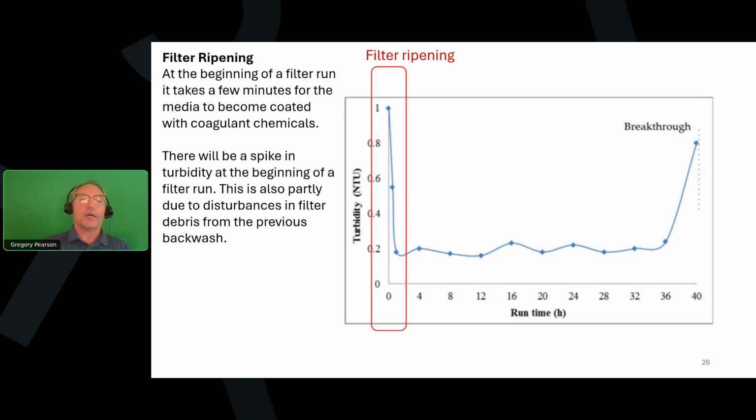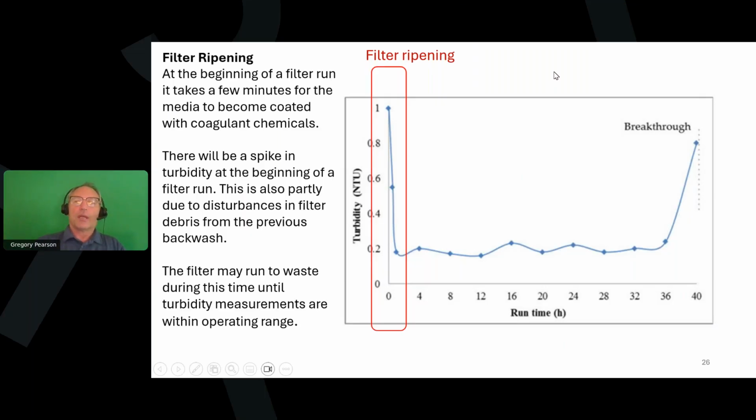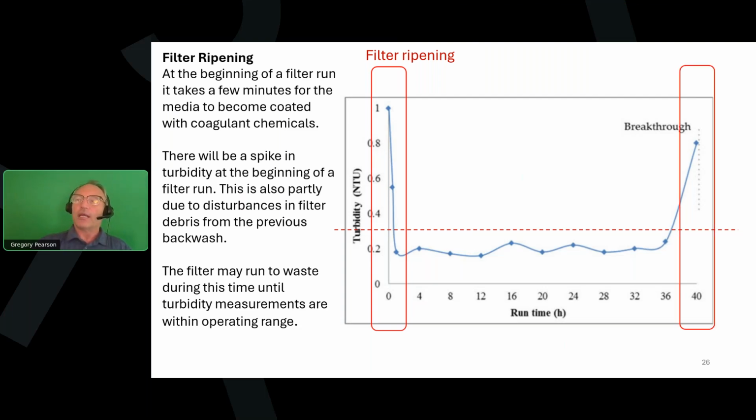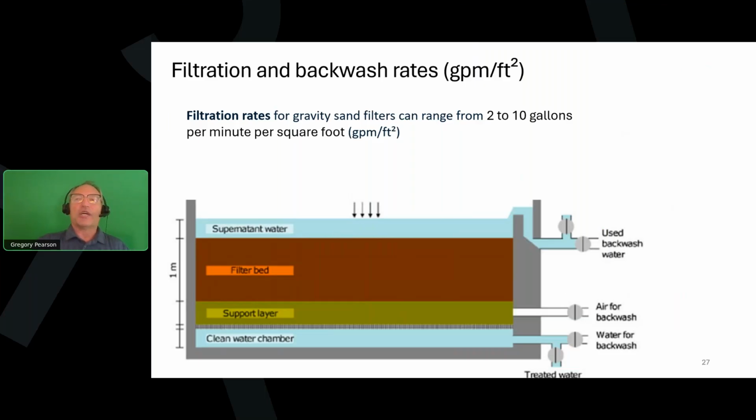And then we'll run the filter, and we're trying to keep it under 0.3 NTU here. And we see we are until the end, which we have when we have breakthrough. And at breakthrough, we'll see the turbidity begin to rise, and we'll need to backwash. In general, filtration rates can range anywhere from 2 to 10 gallons per minute per square foot.